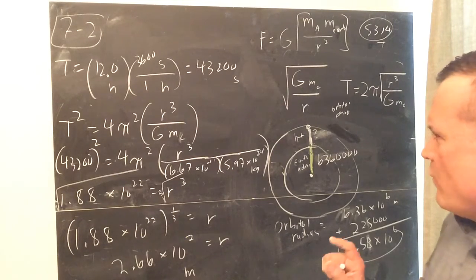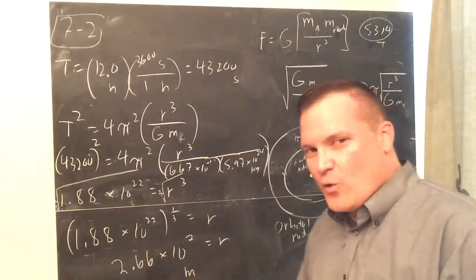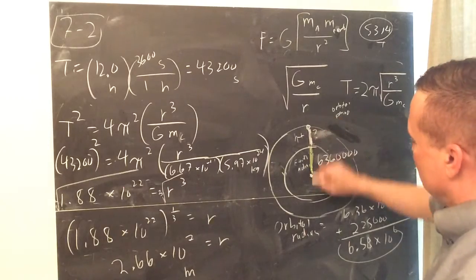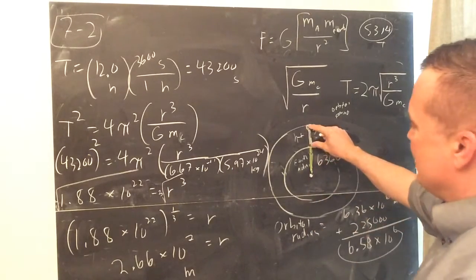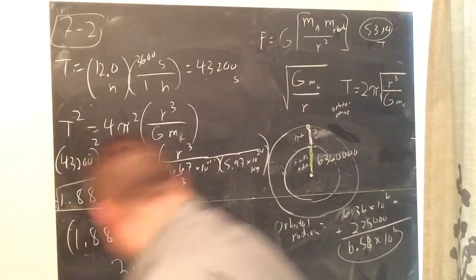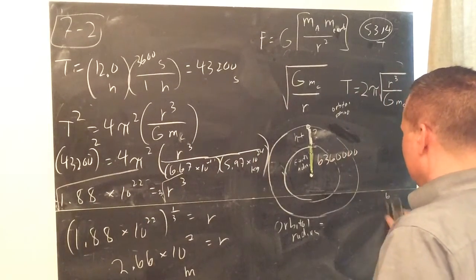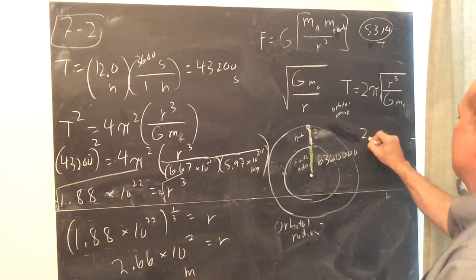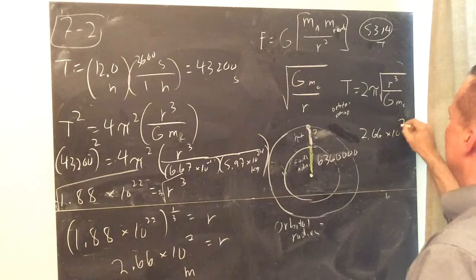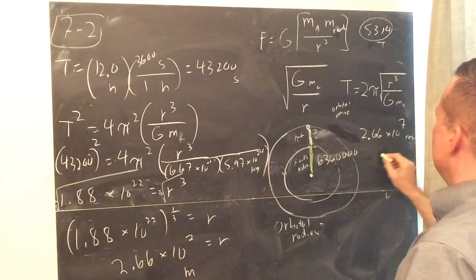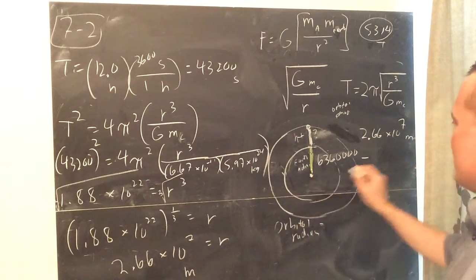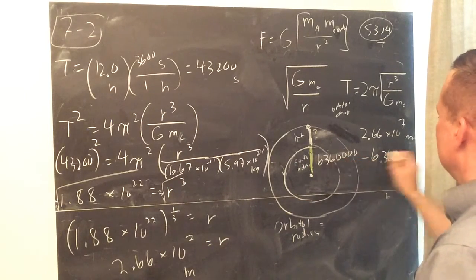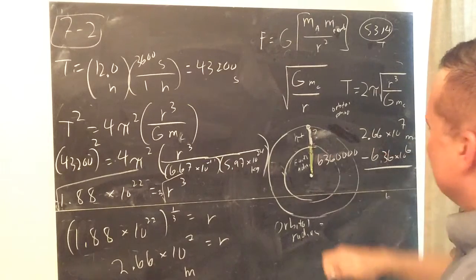Now, what this has told me is this is the orbital radius. So that's the total, okay? Remember, the orbital radius is the height plus the Earth's radius. So this time, the orbital radius is 2.66 10 to the 7th meters minus the Earth's radius, 6.36 times 10 to the 6, right? And that will give me the height above the Earth.